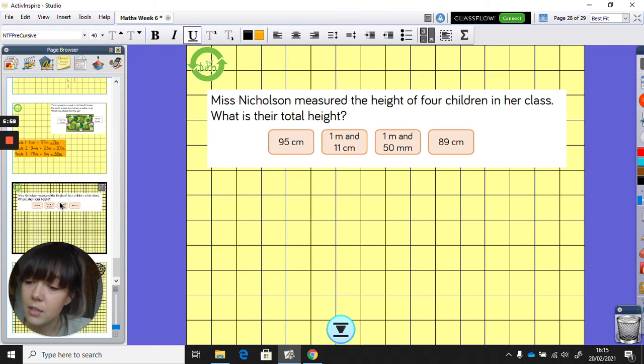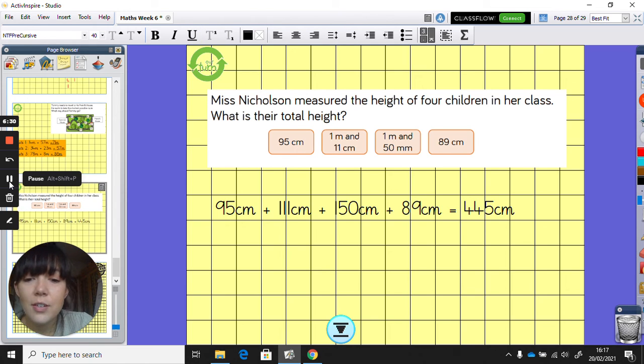So, the next question. Miss Nicholson measured the height of 4 children in her class. What is their total height? Now, you can see you're going to reach a problem because some of these measurements are in centimetres and some of these measurements are in metres. Before you can do anything, you are going to need to convert the ones in metres to centimetres. Pause the video here and then have a go.